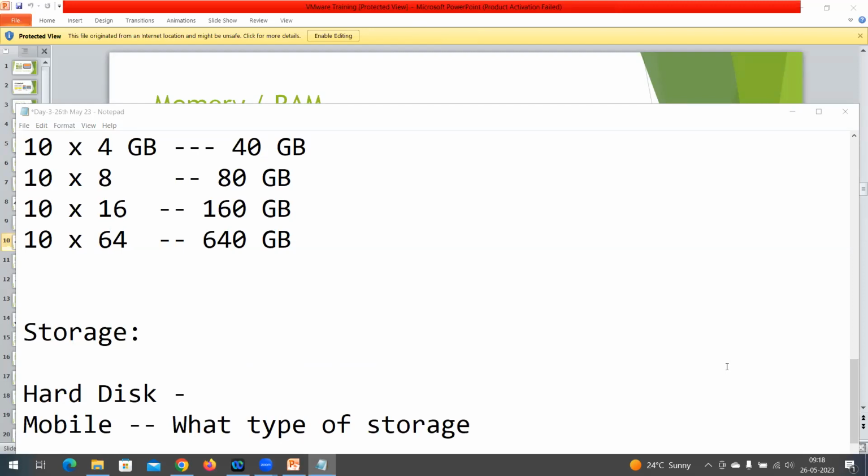What is a hard disk type? What are the hard disk storage types you know?